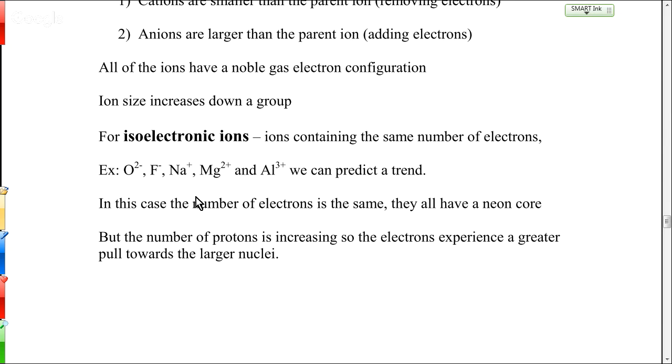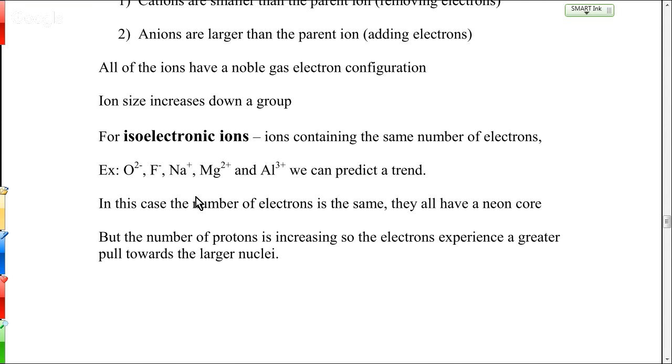So which one is going to be the biggest of those 5? You remember the trend for that? Which of those 5 ions is going to be the biggest? Yeah, the oxygen. How do you know? Yeah, so they all have the same number of electrons, but it has the most electrons relative to the size of its nucleus. Right, the ions all have 10 electrons.